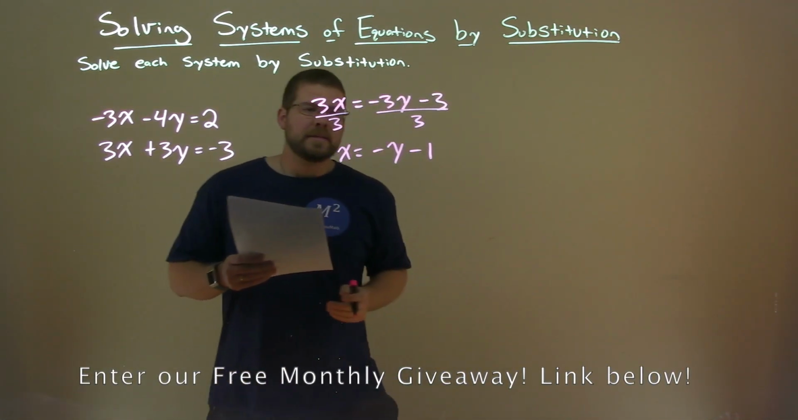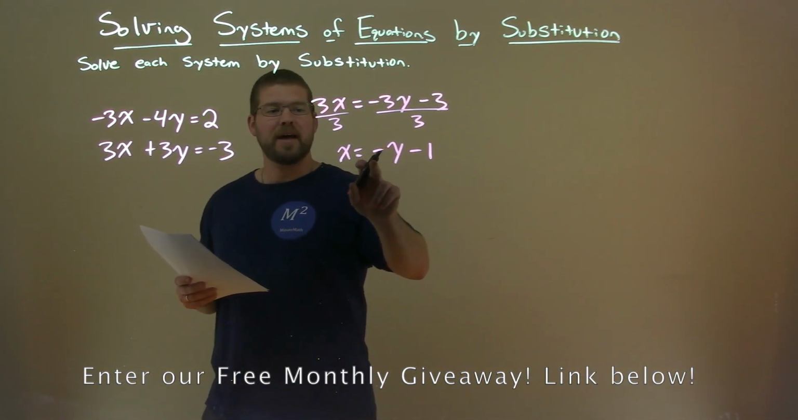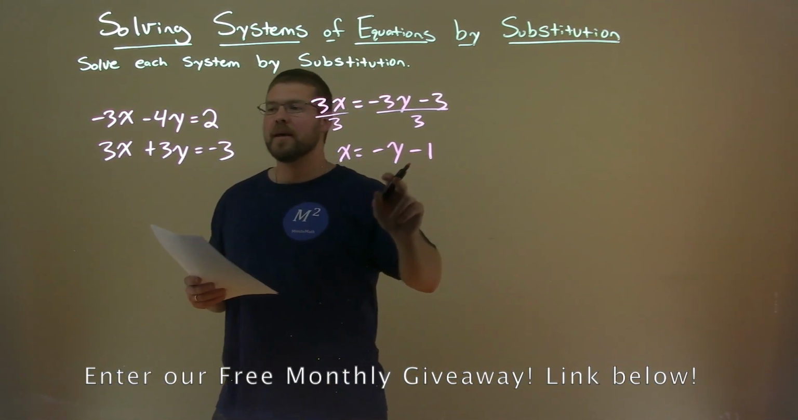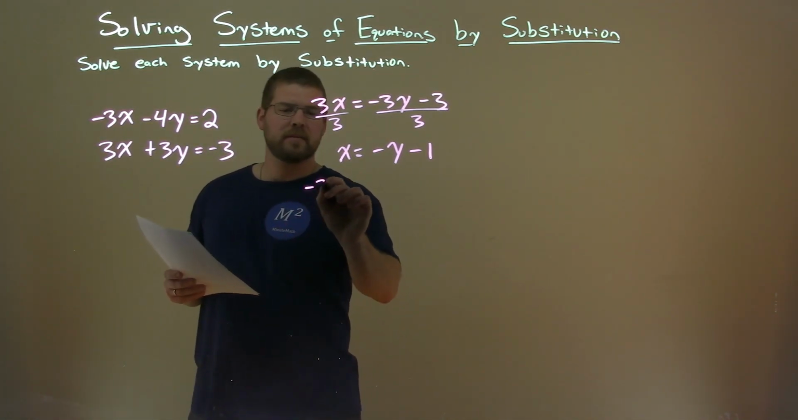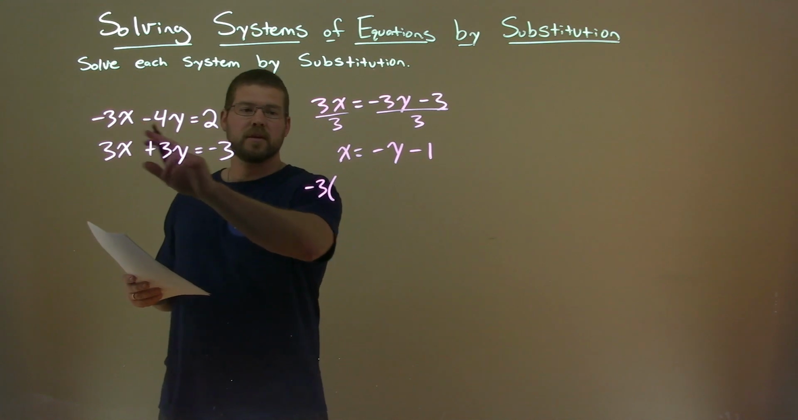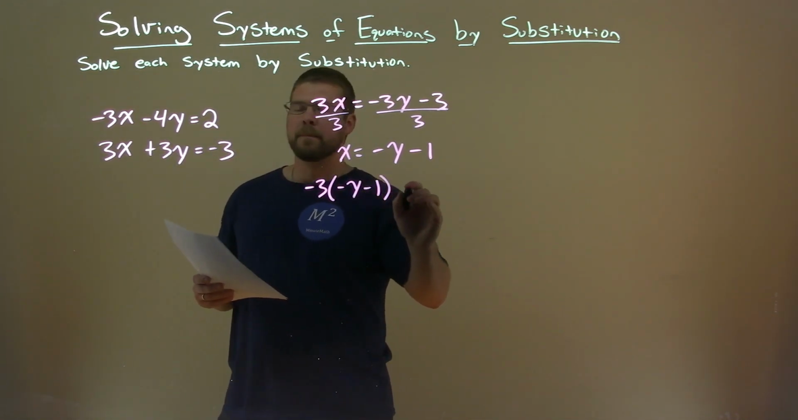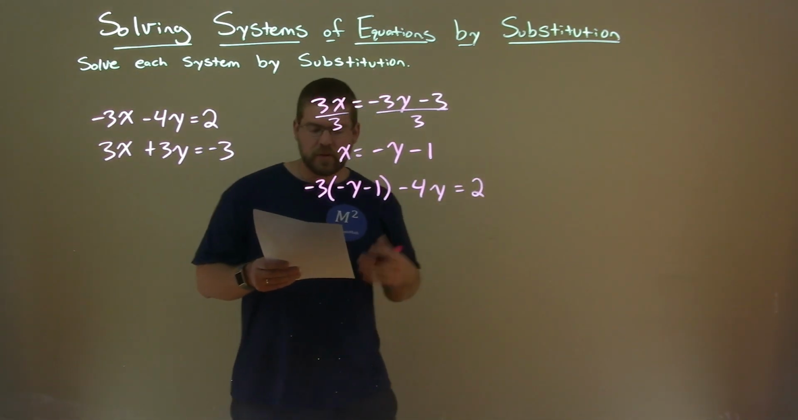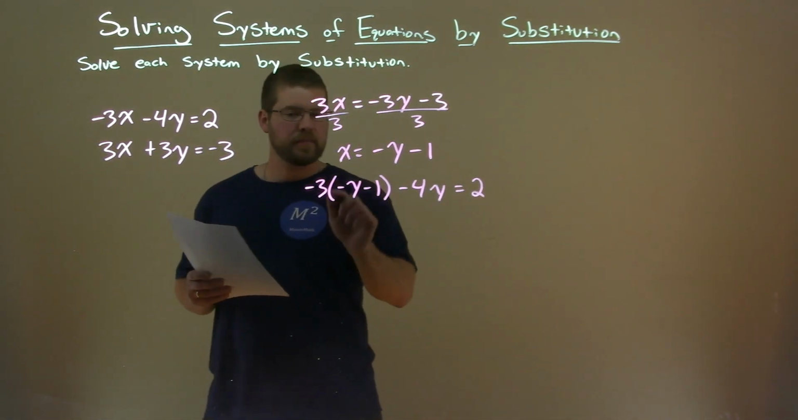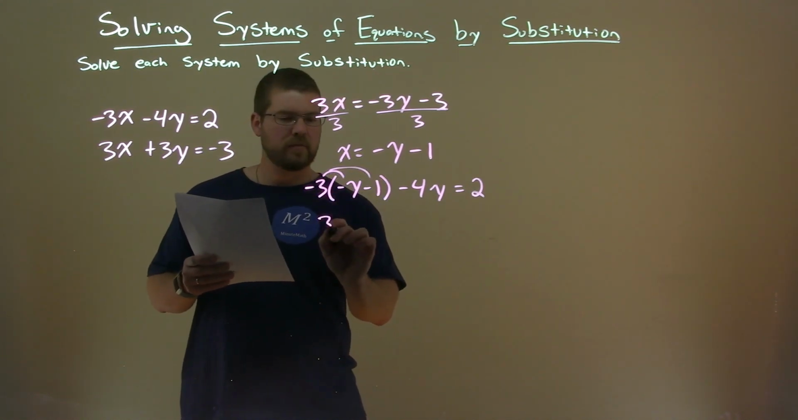Alright, so where do we go from here? Well, we take that information, and we're going to plug that x value, negative y minus 1, into the x value of our other equation, the first one. So negative 3 times, instead of x here, I'm putting a minus y minus 1. Then we subtract 4y, and that equals 2. So at this point, we're solving for y. Distribute the minus 3 to both parts. Minus 3 times y is a positive 3y.